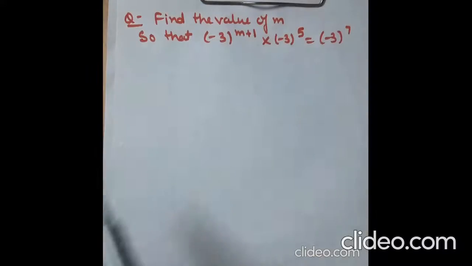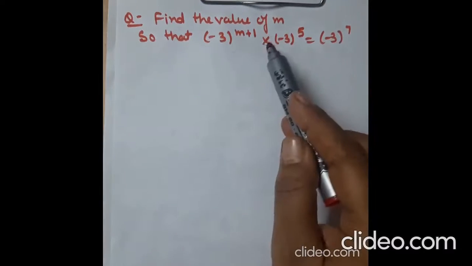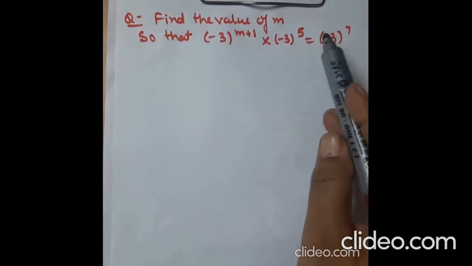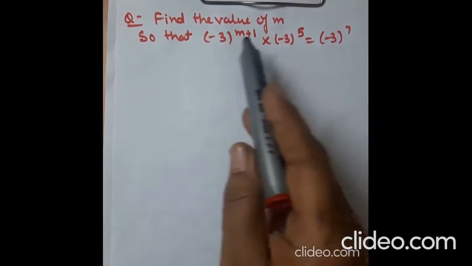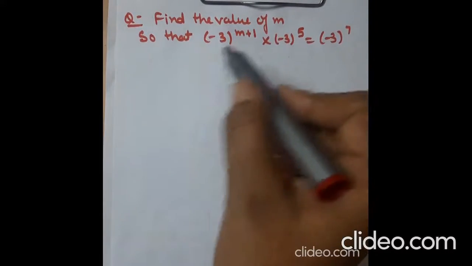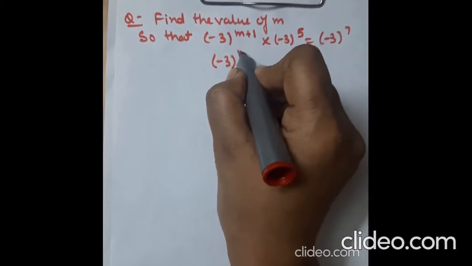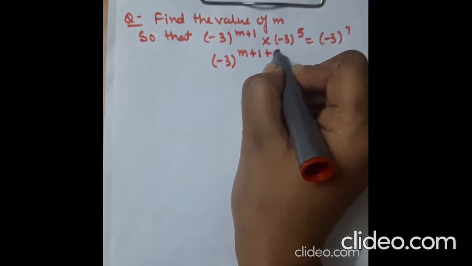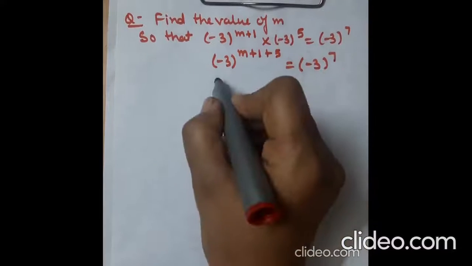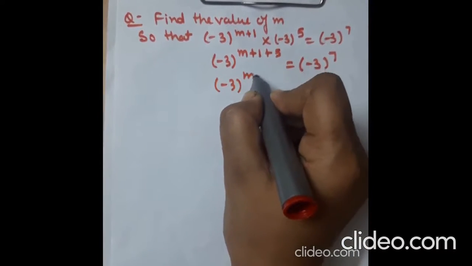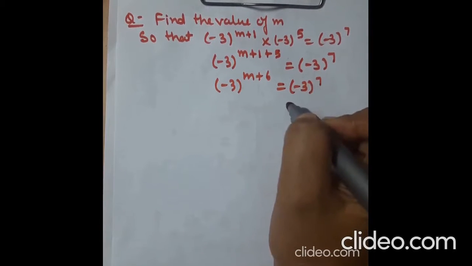So let's do this question. Find the value of m so that minus 3 whole power m plus 1 multiplied by minus 3 whole power 5 is equal to minus 3 whole power 7. On the left hand side we can see that the base is equal. So in multiplication we add the powers. So it will be minus 3 whole power m plus 1 plus 5 is equal to minus 3 whole power 7. Minus 3 whole power m plus 6 is equal to minus 3 whole power 7.